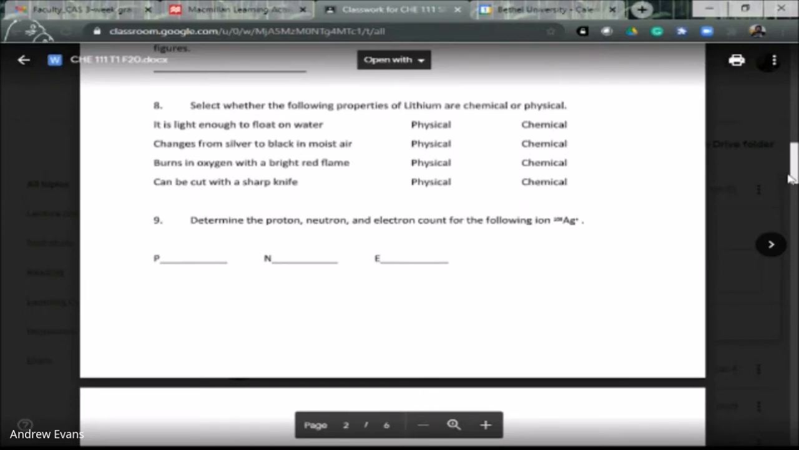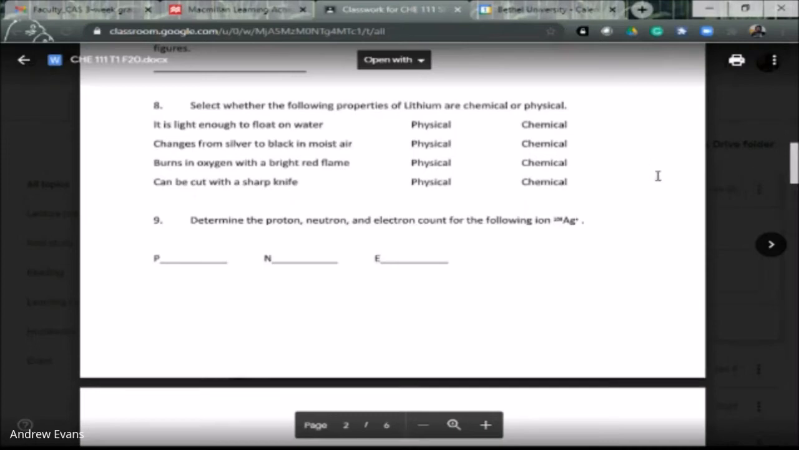Change from silver to black in moist air. So that's oxidizing, it's reacting with the air. So that's a chemical property. Burns in oxygen. That would be a chemical reaction. Can be cut with a knife. It's physical. You're not actually reacting it. You're just separating atoms from other atoms.